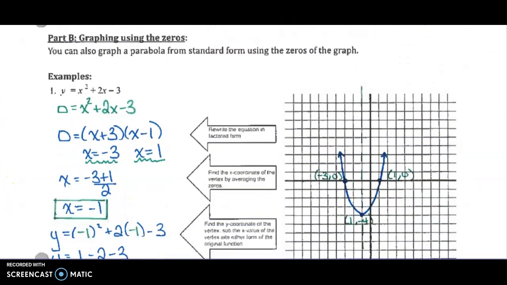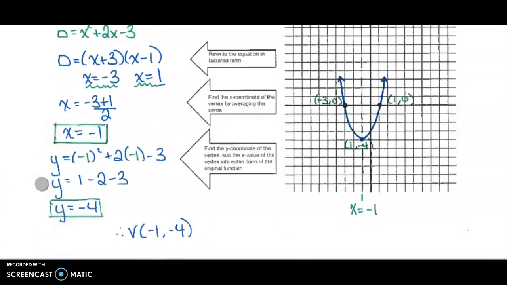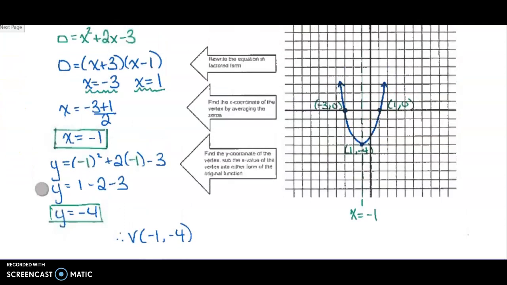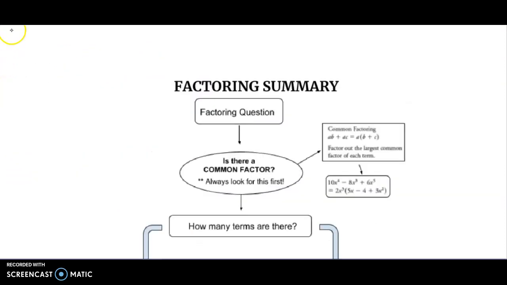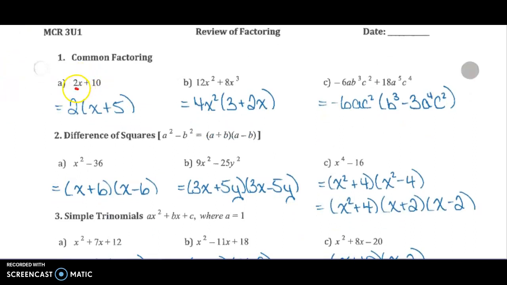Okay, so this is what I was going to skip until we factor a bit. So I'm going to factor, and then I'm going to come back to this. Okay, so quickly, factoring. Common factoring: is there a number and a variable that goes into 2 terms?